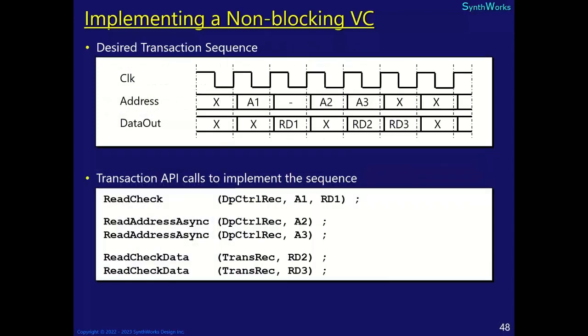Okay, so how do we do that transaction then with what we have? So read check, yeah, we can get that first transaction in. And when this finishes, we're going to be on the right-hand side of this. So to queue these up, we're right here at the left-hand side of where we're driving A2, or the right-hand side of the read data. And then we call read asynchronous twice. And that puts those two read addresses out. They're queued. We have not moved in time. And then we can do our read check data. So this is the value of those asynchronous transactions.